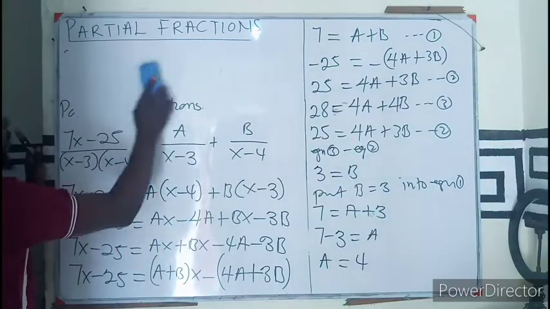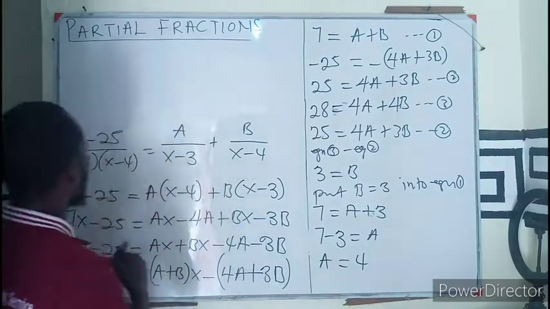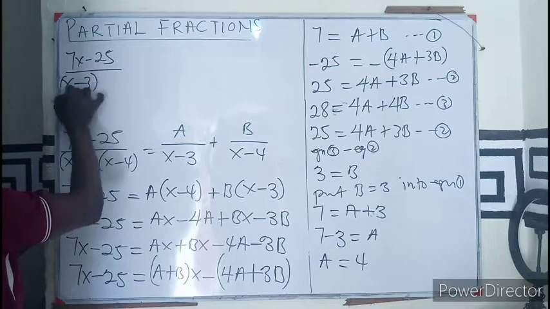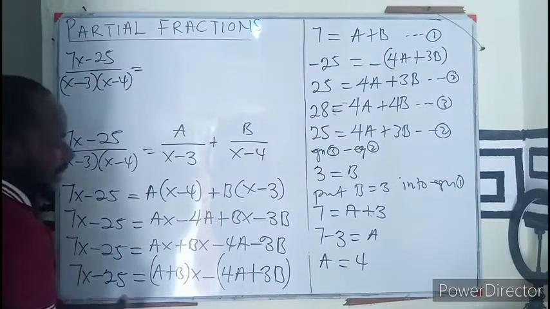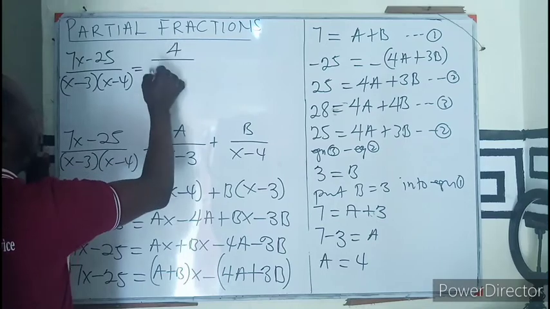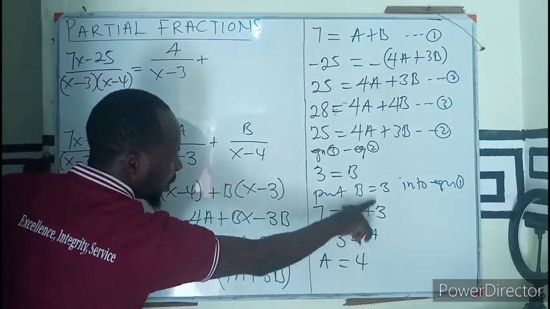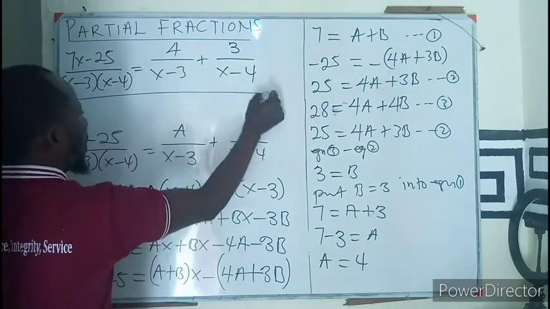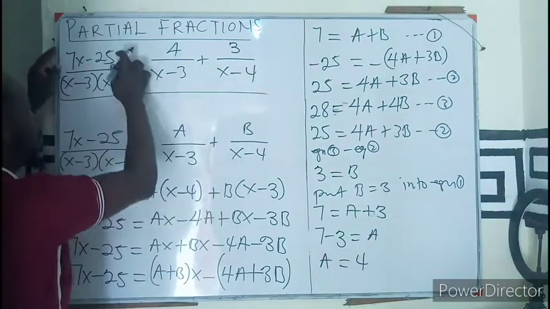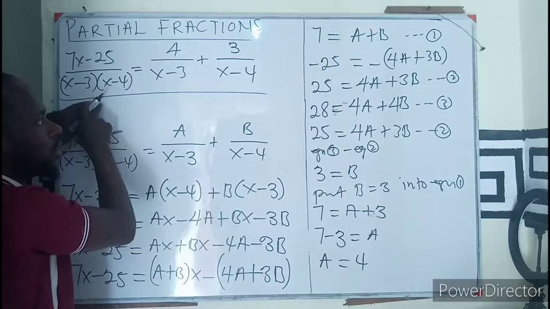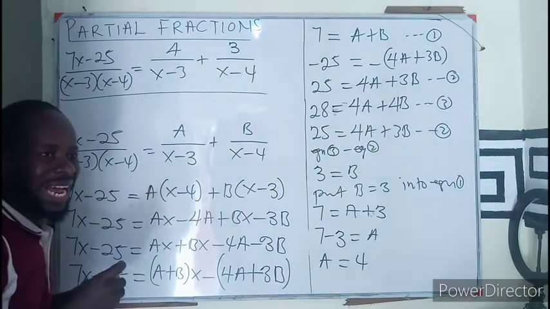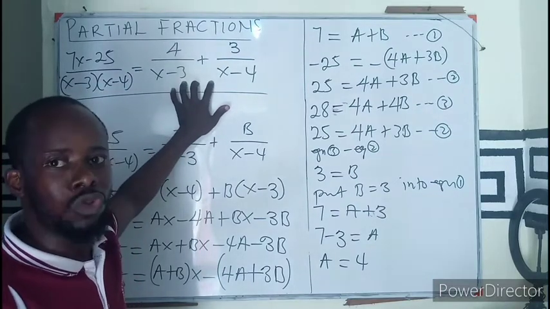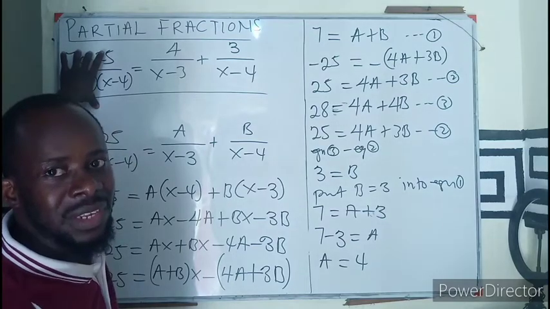So our fraction, as we are seeing, this particular fraction, 7x minus 25 over x minus 3, x minus 4, is the same as A, which is 4 over x minus 3, plus B, which is 3 over x minus 4. So now we can see this is the partial fraction, this is the resultant fraction. So we have decomposed this fraction into this form. So under rational fractions, this will have been your question that you will solve in order to arrive at this point.